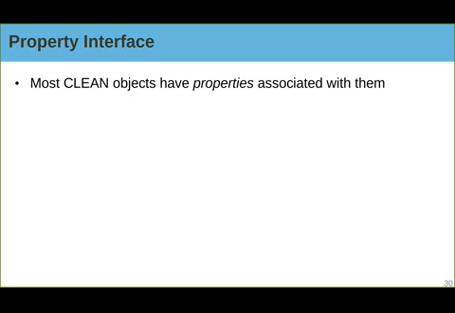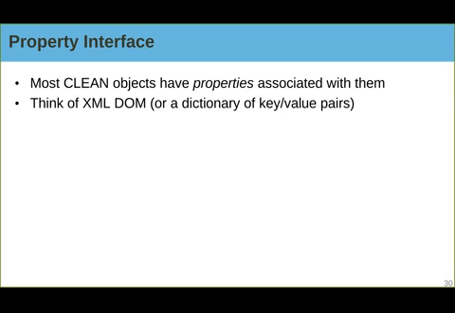So clean objects have properties associated with them. This is really influenced by XML DOM, JavaScript, something like this, because the properties actually change over time. And rather than being a hard failure because the property name doesn't match, which is the case in OpenCL today, where if you query for a property and it doesn't exist you'll basically get a compiler error, we've shifted that to runtime.